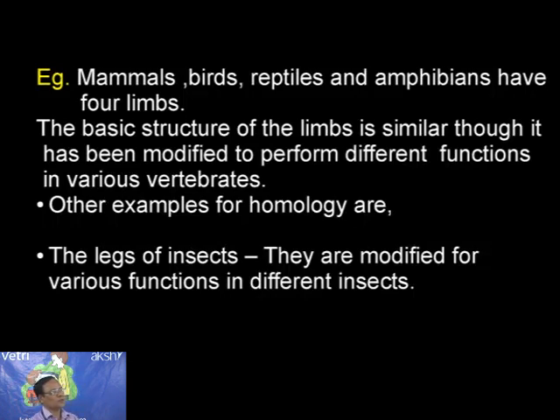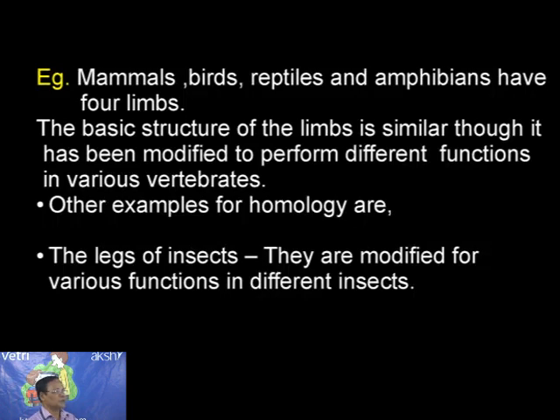The basic fundamental structure of the forelimb, or the hind limb, is the same: one upper arm, forearm, and then hand. In that we have the carpals, metacarpals, and phalanges. But they are modified here and there in such a way that they perform different functions. So the basic structure of the limb skeleton is the same in all the vertebrates, including mammals, birds, reptiles, and amphibians, but variously modified to perform different functions.